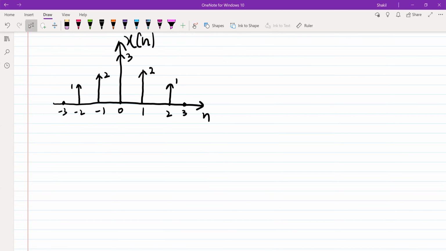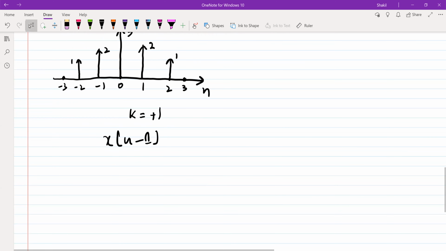Now to illustrate this time shifting operation, let me take the value of k equal to plus 1. So my sequence will be x of n minus 1. And to illustrate it, let me say that the resultant sequence we name as y of n.